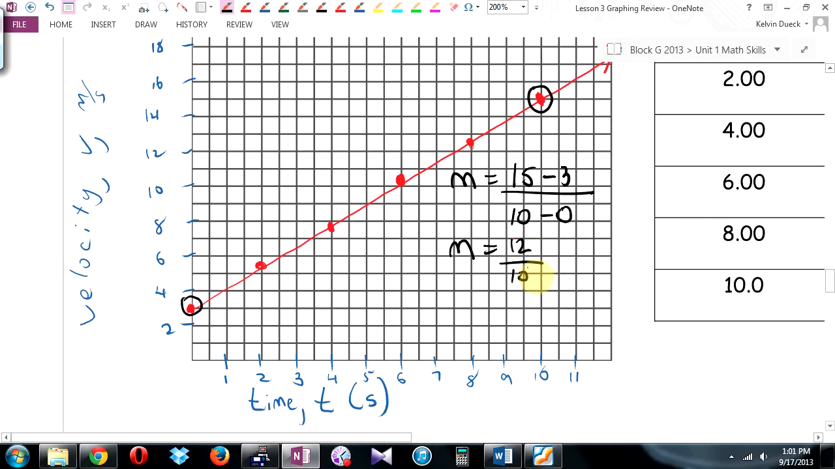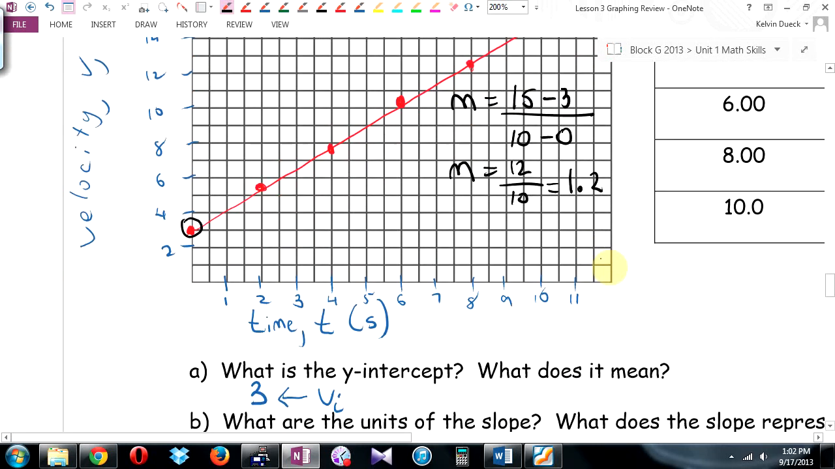Now, in Math 10, we wanted it left as a fraction. In physics, please decimalize it. So what is 12 divided by 10, please? 1.2, that's what I said. There's the slope. Now let's actually find the actual equation.